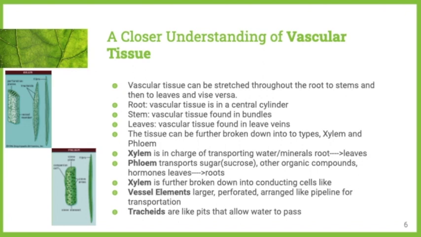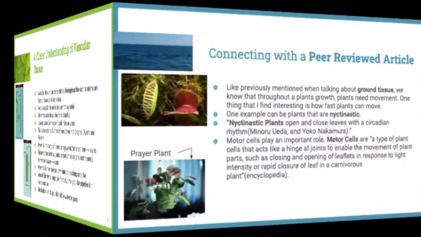Xylem is further broken down into conducting cells like vessel elements, which are larger, they're perforated, and they're arranged like a pipeline for transportation. And they can also be broken down into tracheids, which are like pits that allow water to pass.